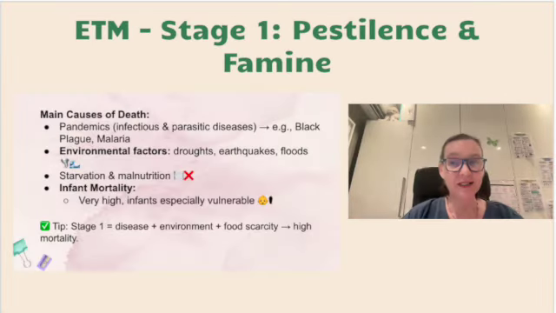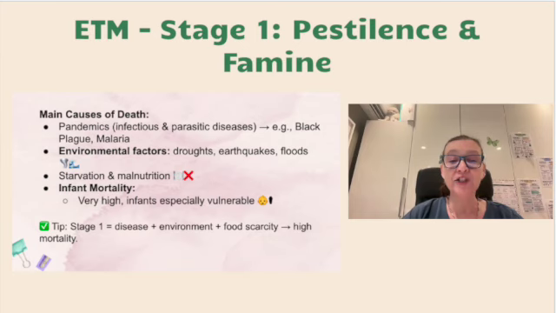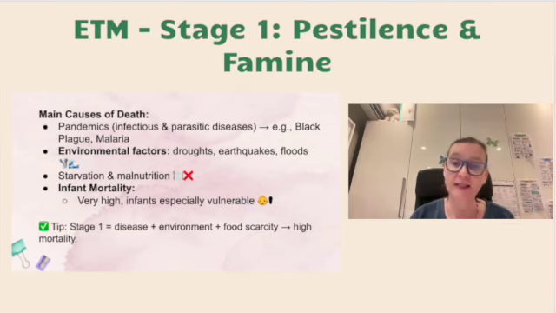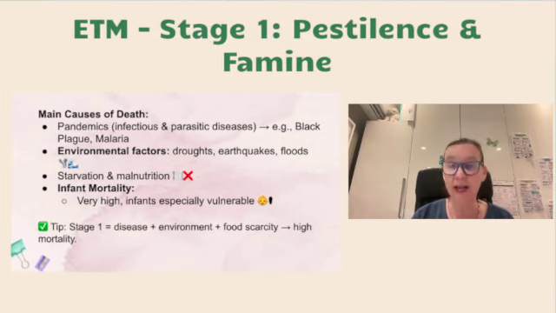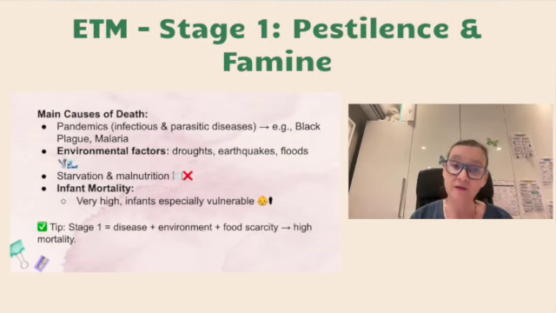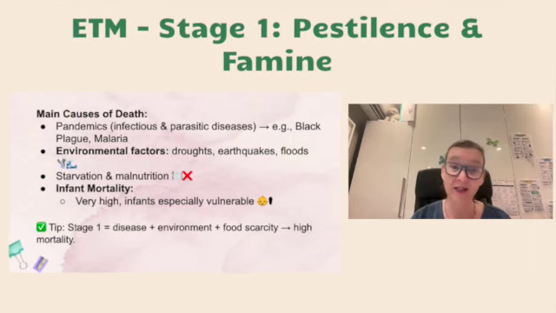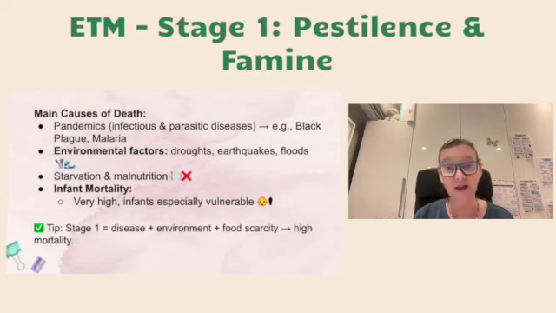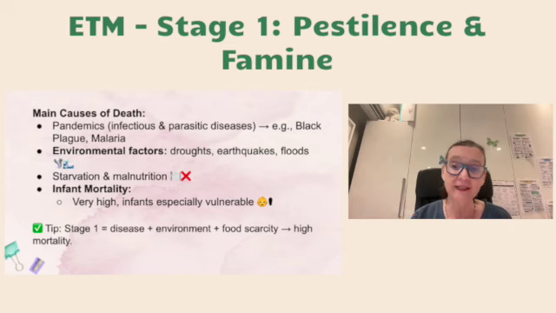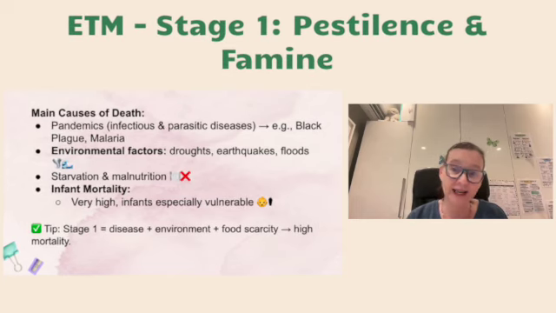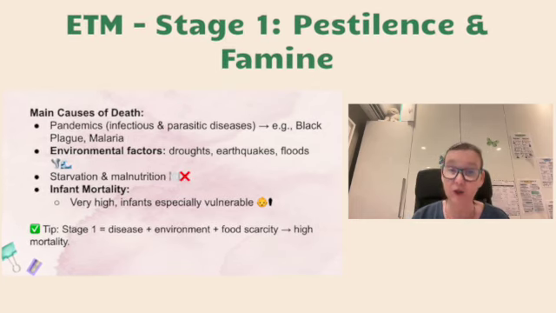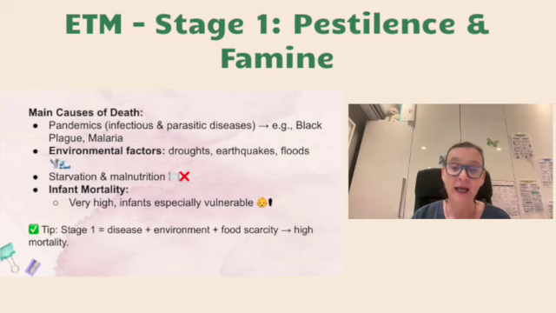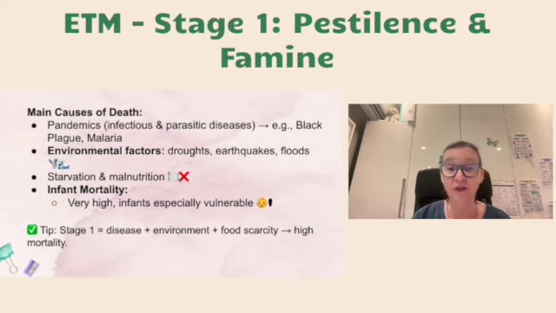Okay, so let's start with stage 1 of the ETM, known as pestilence and famine. Sounds really lovely, doesn't it? In this stage, death rates are very high because people face constant threats from disease, hunger, and the environment. The main causes of death were pandemics, widespread outbreaks of infectious and parasitic diseases like the Black Plague or malaria. People had very little medical knowledge, and poor sanitation made it easy for diseases to spread quickly through communities.